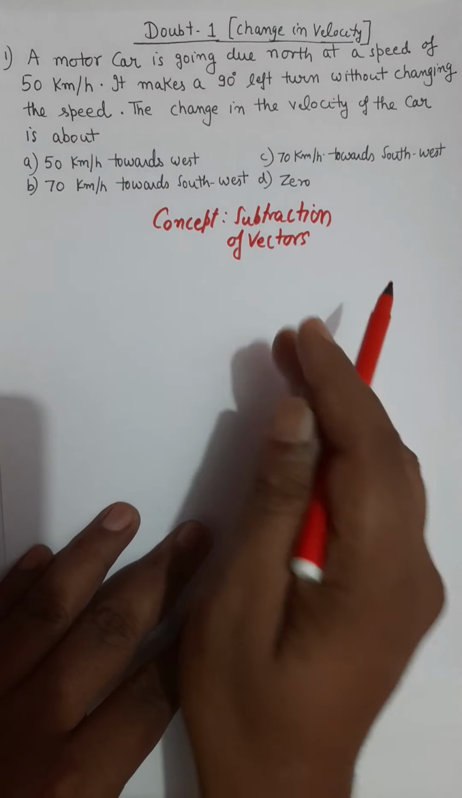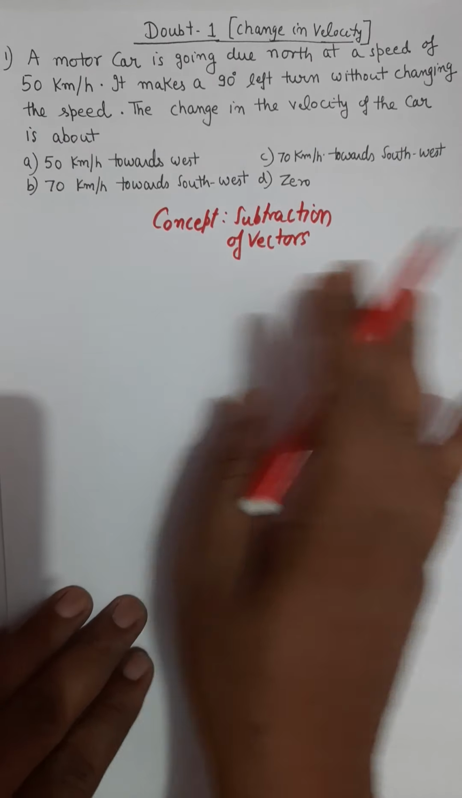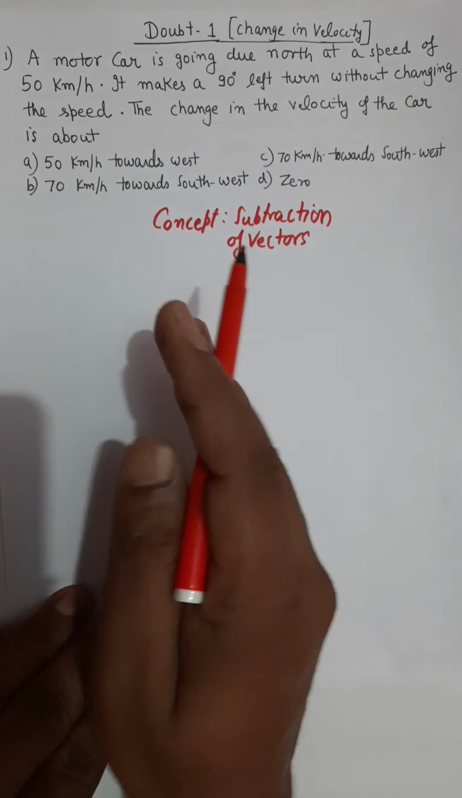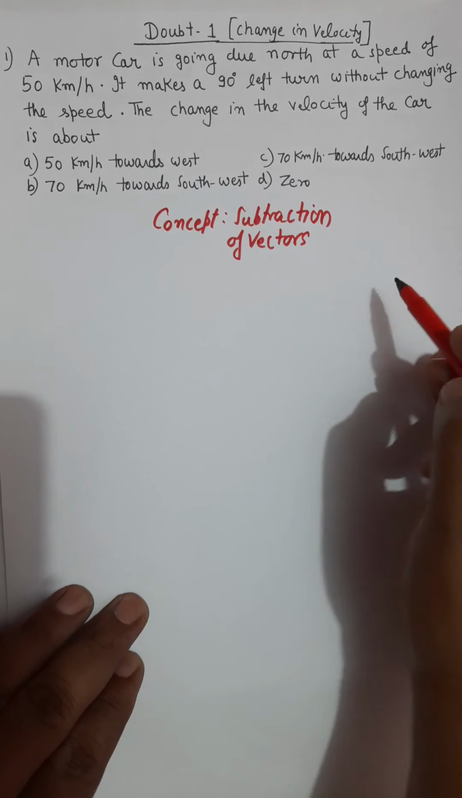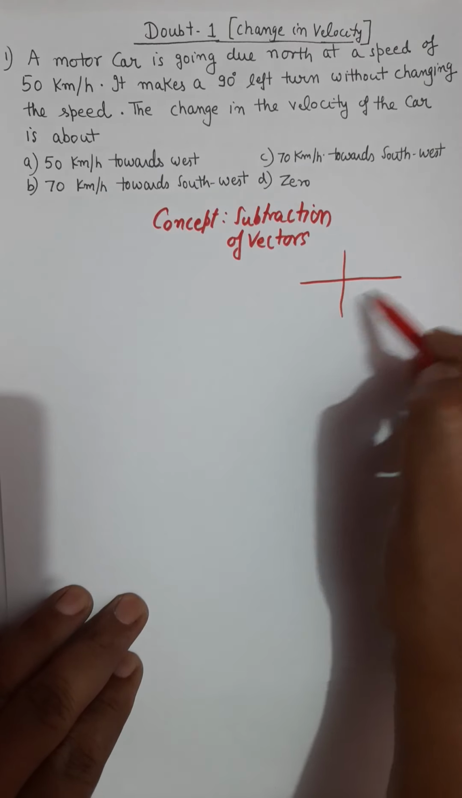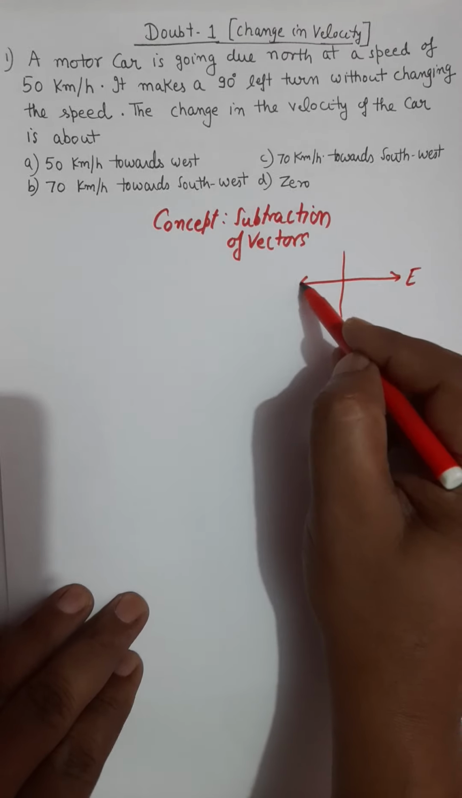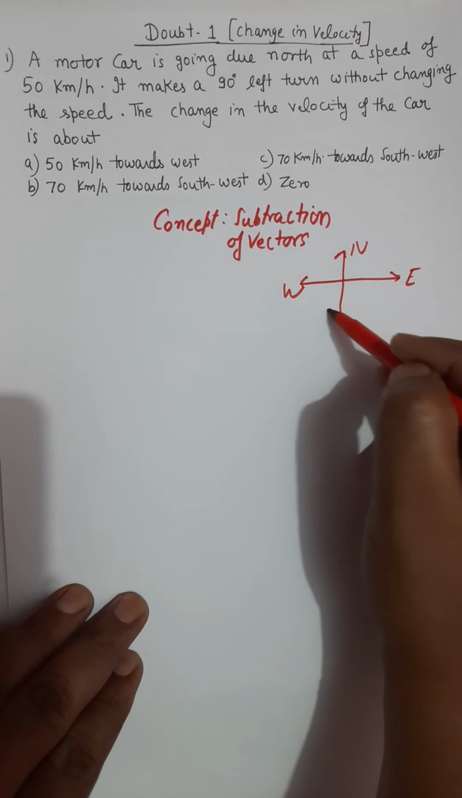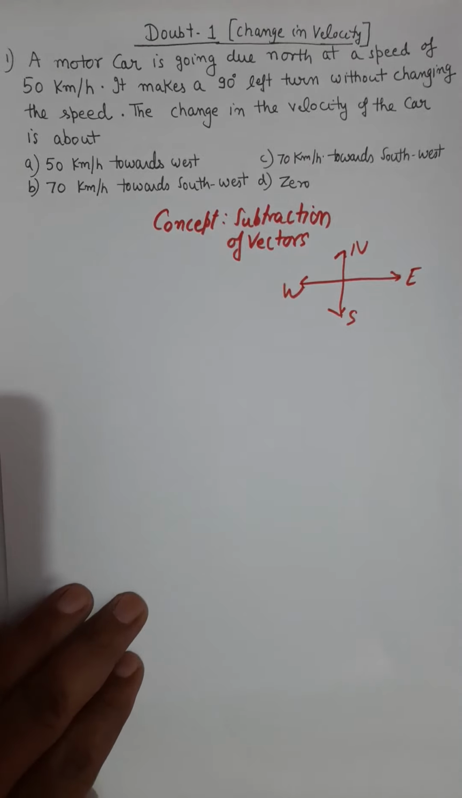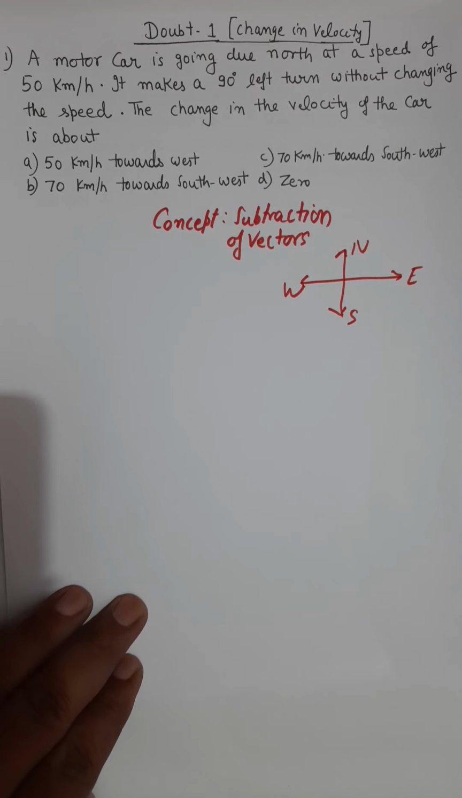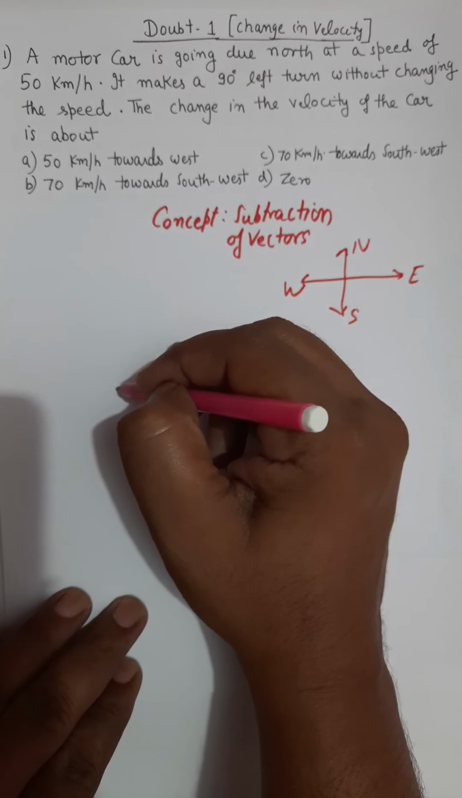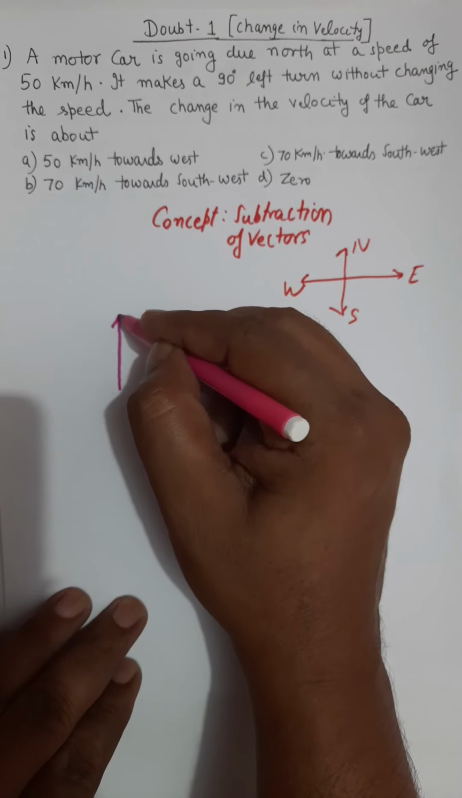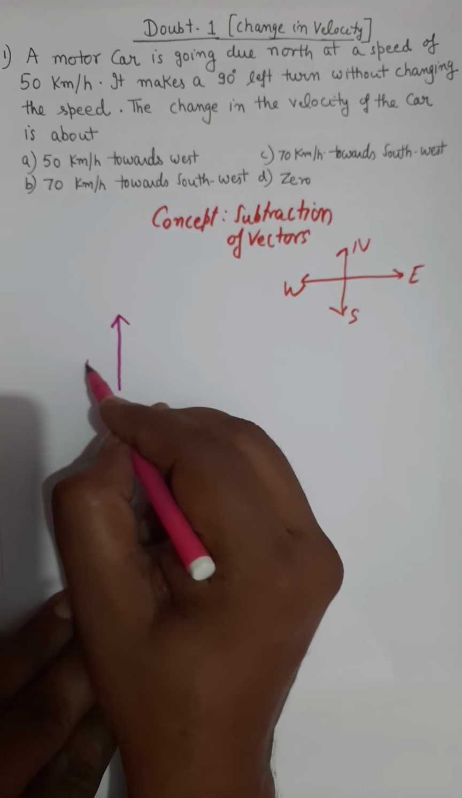As you can see that a car is going due north. That means the car is initially moving in the north direction, and if we define east, west, north like this, then the initial velocity of the car, as per the statement in the question, the car is initially moving in the north direction at a speed of 50. So this you can represent as initial velocity Vi.